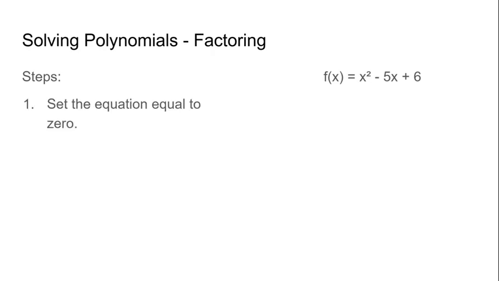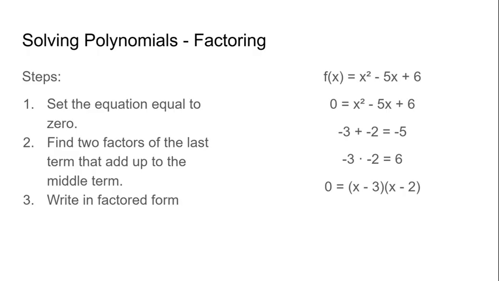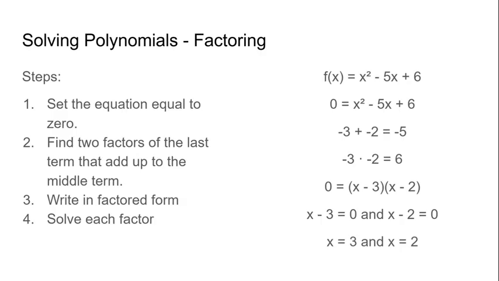Factoring. First, we begin by setting the equation equal to 0. After all, we're finding the values for x for which the function is equal to 0, so we're going to go ahead and replace that f of x with a 0. And then find numbers that add to give us the middle term and multiply to give us the last term. -3 and -2 will do the trick, and I'm going to go ahead and write my polynomial in factored form. Once we have it in factored form, we're going to set each factor equal to 0 to solve it. Add 3 on both sides, add 2 on both sides, and I've found my solutions of 3 and 2.